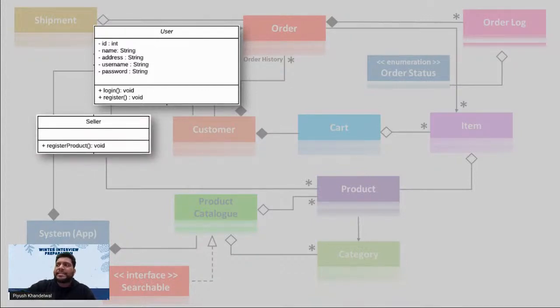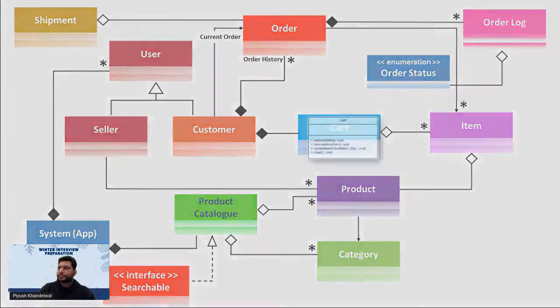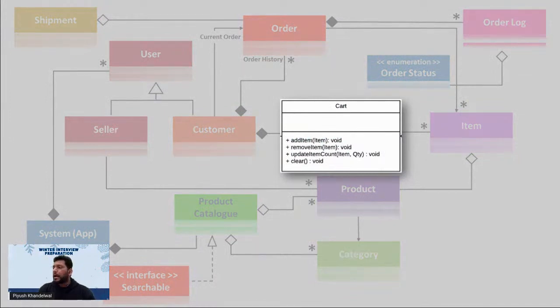And you can see in this class diagram, if you look at the top, user, the name is written in italics. That means it is going to be an abstract class. Whereas seller and customer, which are the child classes of it, will be normal classes, concrete classes. Okay. Then we have cart. Cart will have these functions: adding item, removing item, update item count. So we can update the item count when the item has been added to the cart. Okay. We can clear the cart.